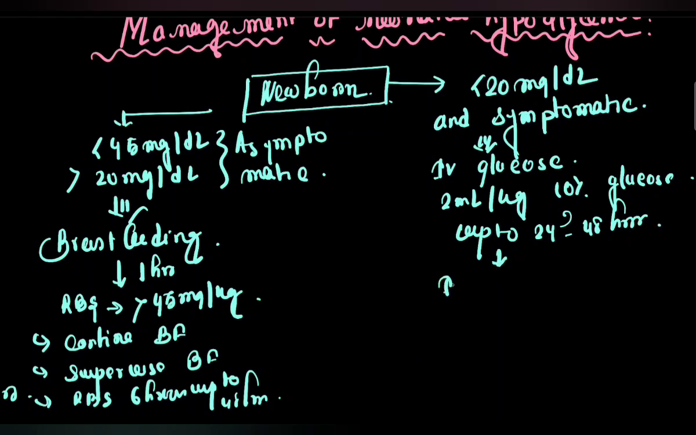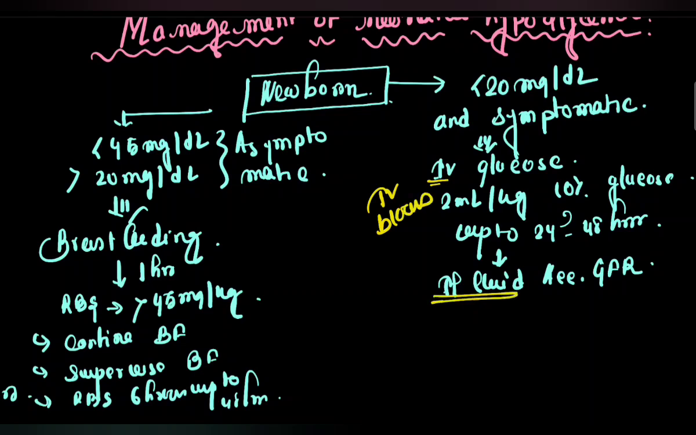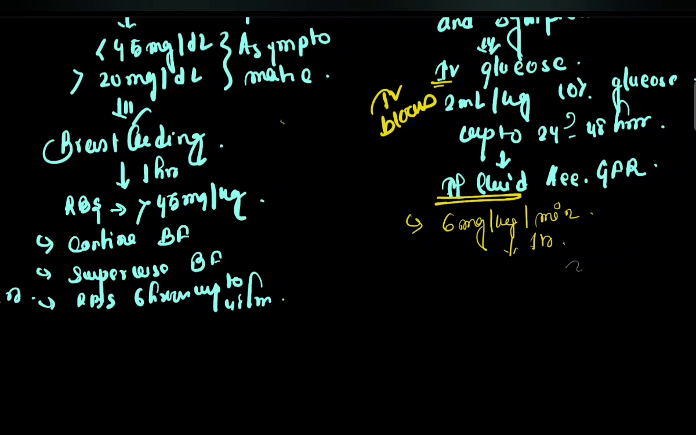Next we start IV fluid according to glucose infusion rate. First we use IV bolus. Next we use IV fluid. In case of neonatal hypoglycemia, the glucose infusion rate we use is 6 mg per kg per minute. After 1 hour, if the blood glucose level is less than 45 mg per dl, we gradually increase the rate in mg per kg per minute.